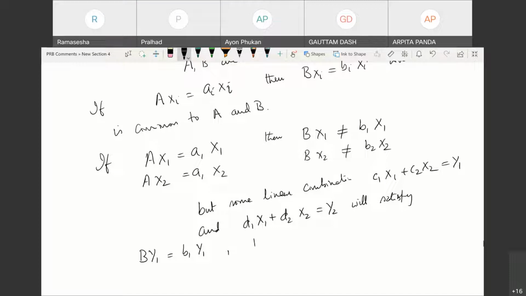What you see is that because the two eigenvalues are degenerate, any linear combination of them is also an eigenvector corresponding to the same eigenvalue. So A y1 is equal to a1 y1 and A y2 is equal to a1 y2. This is something that I had shown before. This is the principle of superposition. When eigenvalues are the same, the eigenvectors can be superposed, and the superposed eigenvectors are also eigenvectors with the same eigenvalue. Is that clear?